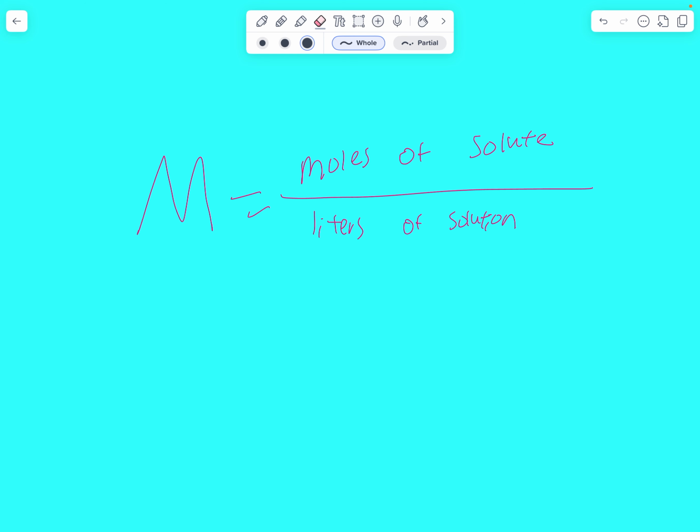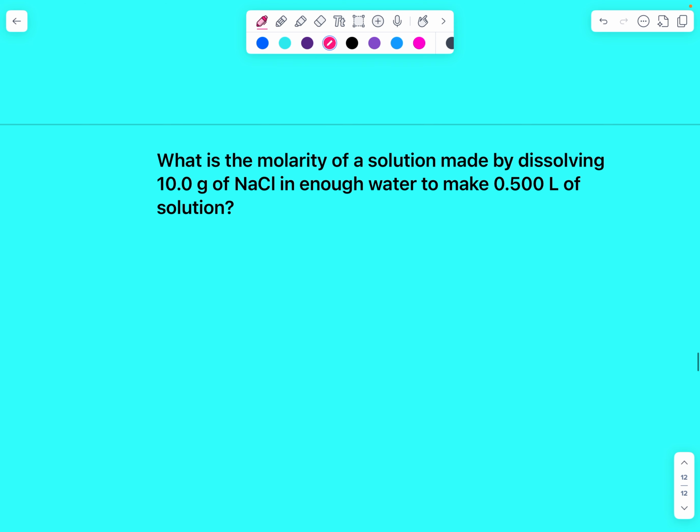So, molarity tells us how many moles of solute are dissolved per liter of solution. Every molarity problem starts from this equation. So this M is molarity. All right? So let's do practice problem 1.